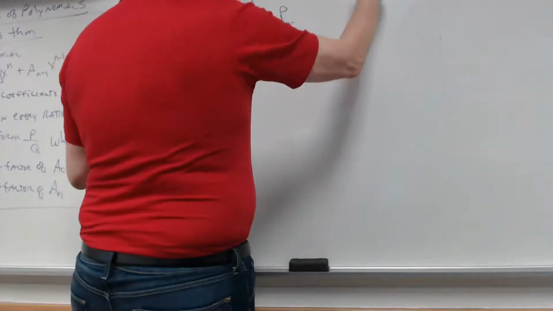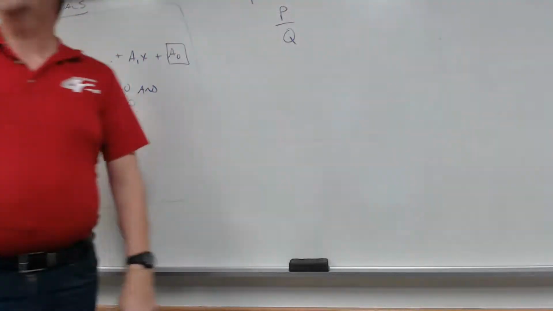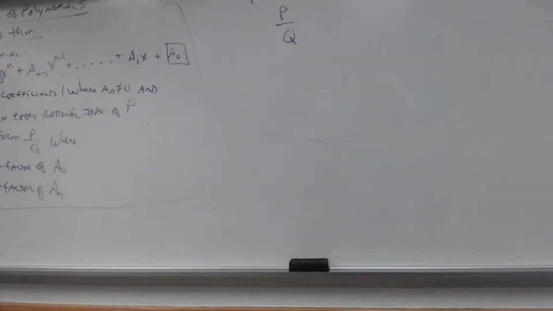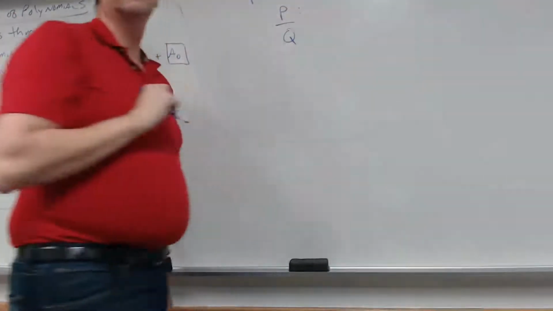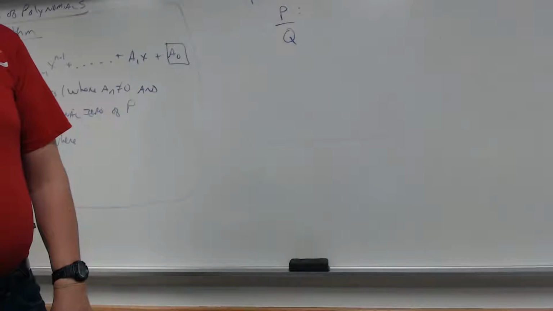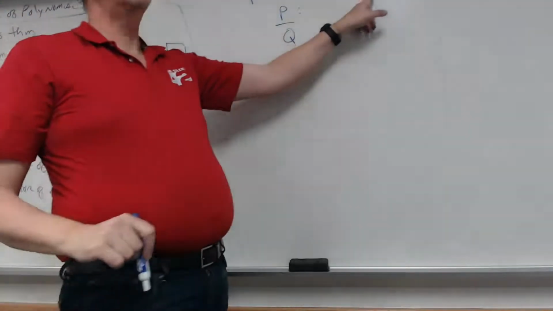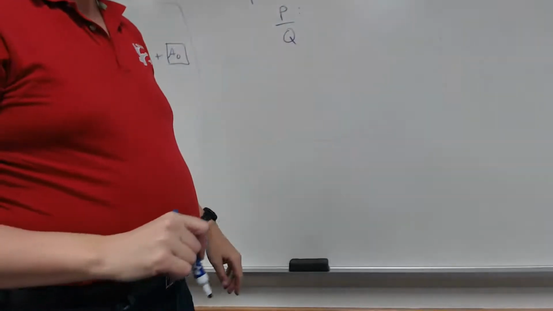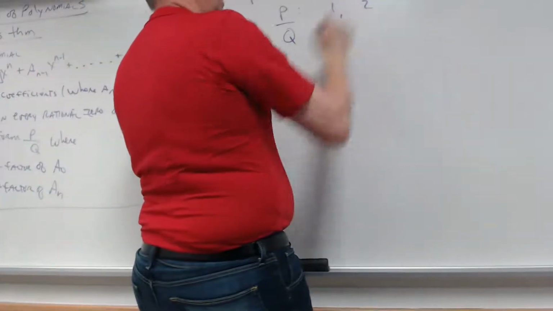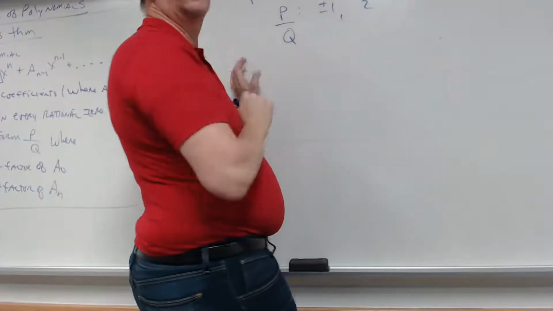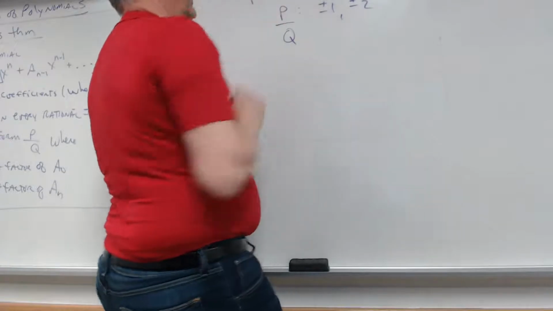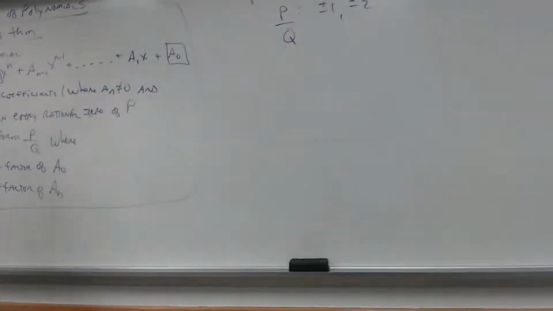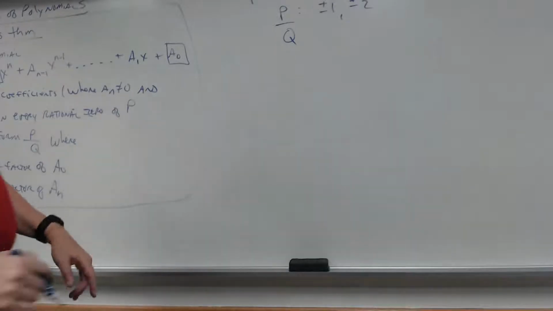P's are all the factors of my constant term. So Daniel, what are all the possible factors of 2? All the factors of the number 2. Okay, 1 and 2. And they could be positive or negative, right? What are the factors of the leading coefficient? Plus or minus 1.